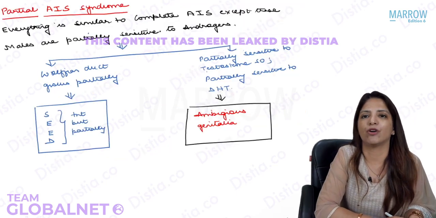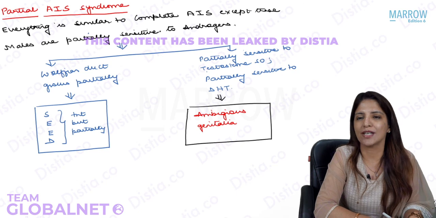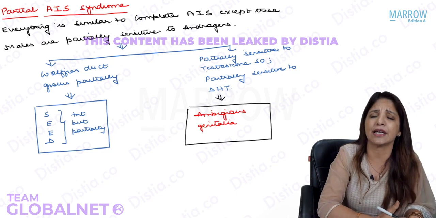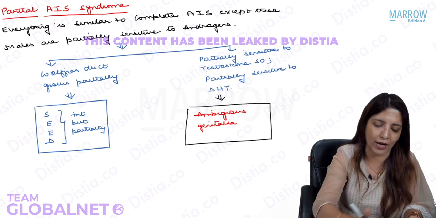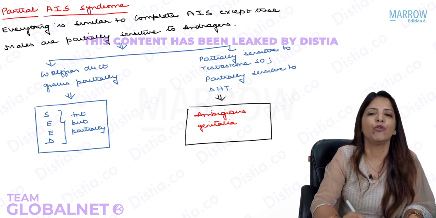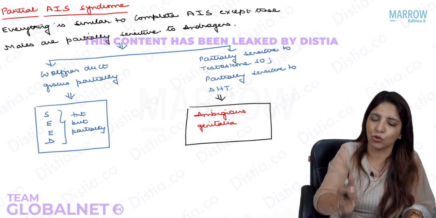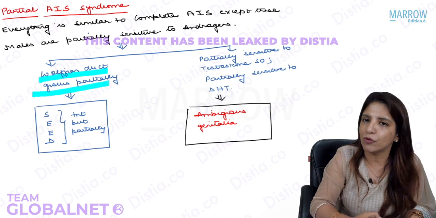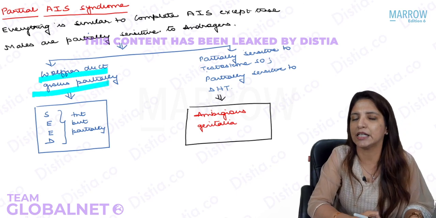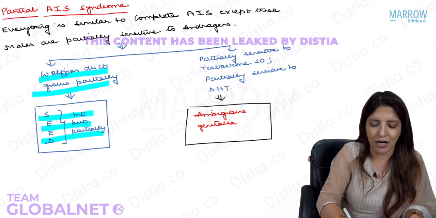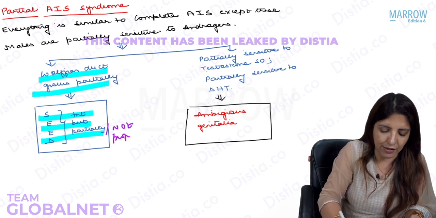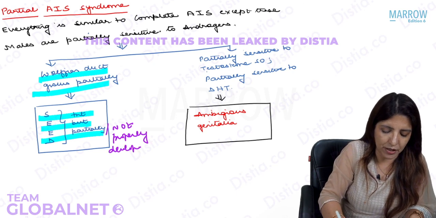Now, coming to partial androgen insensitivity syndrome, as the name suggests, there will be partial insensitivity to androgens. In other words, these individuals will be partially sensitive to androgens. Because they will be partially sensitive to androgens, in them Wolffian duct will not regress. Wolffian duct will grow, but it will grow partially. And because Wolffian duct will grow partially, male internal genital organs, that is SEED, would be present, but they will be present partially. In other words, they will not be properly developed.